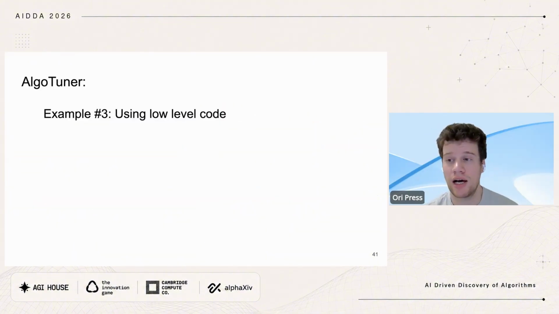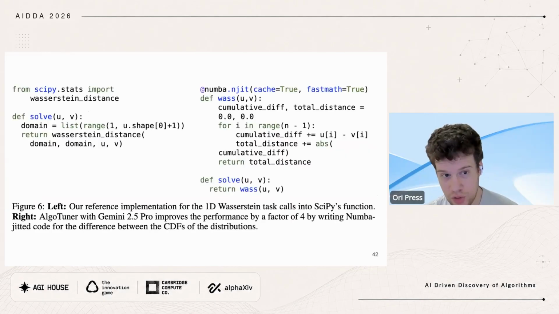And of course, the very reliable way to speed up reference code is to use low-level code. We talked about Python. This here is an example of Numba JITted code, which is especially meant to run very quickly. And we see here that this SciPy Wasserstein distance function can be sped up by a factor of 4 by just writing this nice JITted code. I wouldn't necessarily expect that this widely used SciPy function would be so easy to improve, but apparently this is the case.